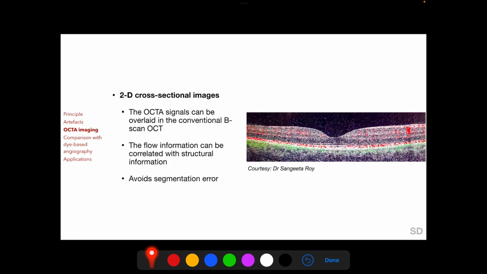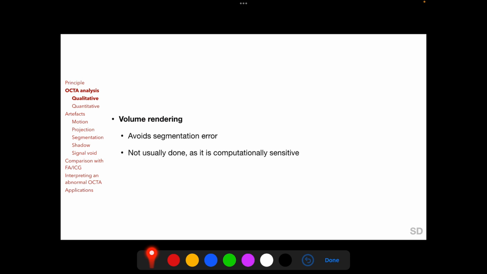As we have discussed, in two-dimensional cross-sectional OCTA imaging, the OCTA signals are overlaid on the conventional B-scan image, with the OCTA signals being represented by red dots. In these two-dimensional cross-sectional images, the flow information can be correlated with structural information, and they avoid the segmentation error of en-face imaging of different layers of the retina. Volume rendering of volume OCTA data avoids segmentation error but is not usually done as it is computationally intensive, consuming a lot of computer memory.